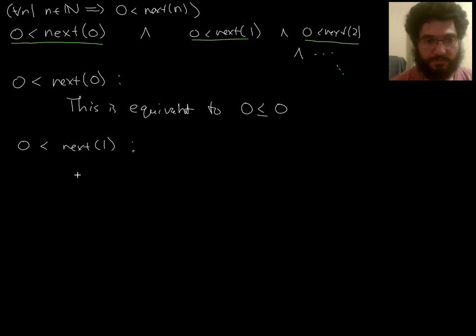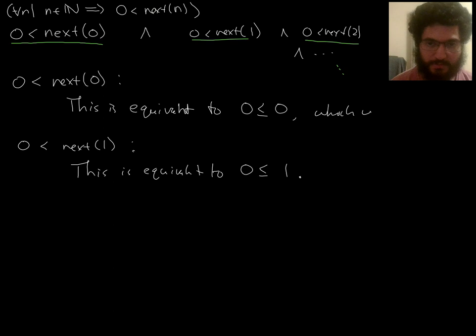So how would we prove this? Well, it's equivalent. Again, you see the less than next. So it's equivalent to 0 less than or equal to 1. And back here, this was equivalent to 0 less than or equal to 0, which we have by axiom 1, right? We have 0 equals 0. But why should we have 0 less than or equal to 1?